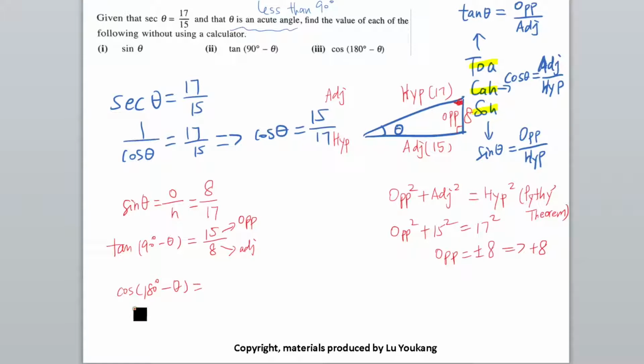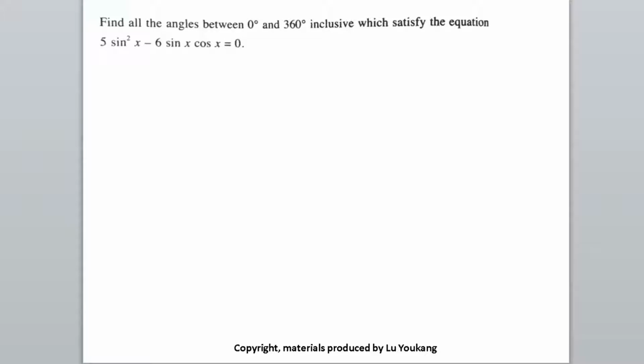Now, cosine of (180 minus theta). By the way, this gives you minus cosine theta, and therefore it's just the negative of what you got previously. Because cosine theta is 15/17, therefore minus cosine theta is minus 15 over 17. So the summary here, you have to know TOA, CAH, SOH on the right.